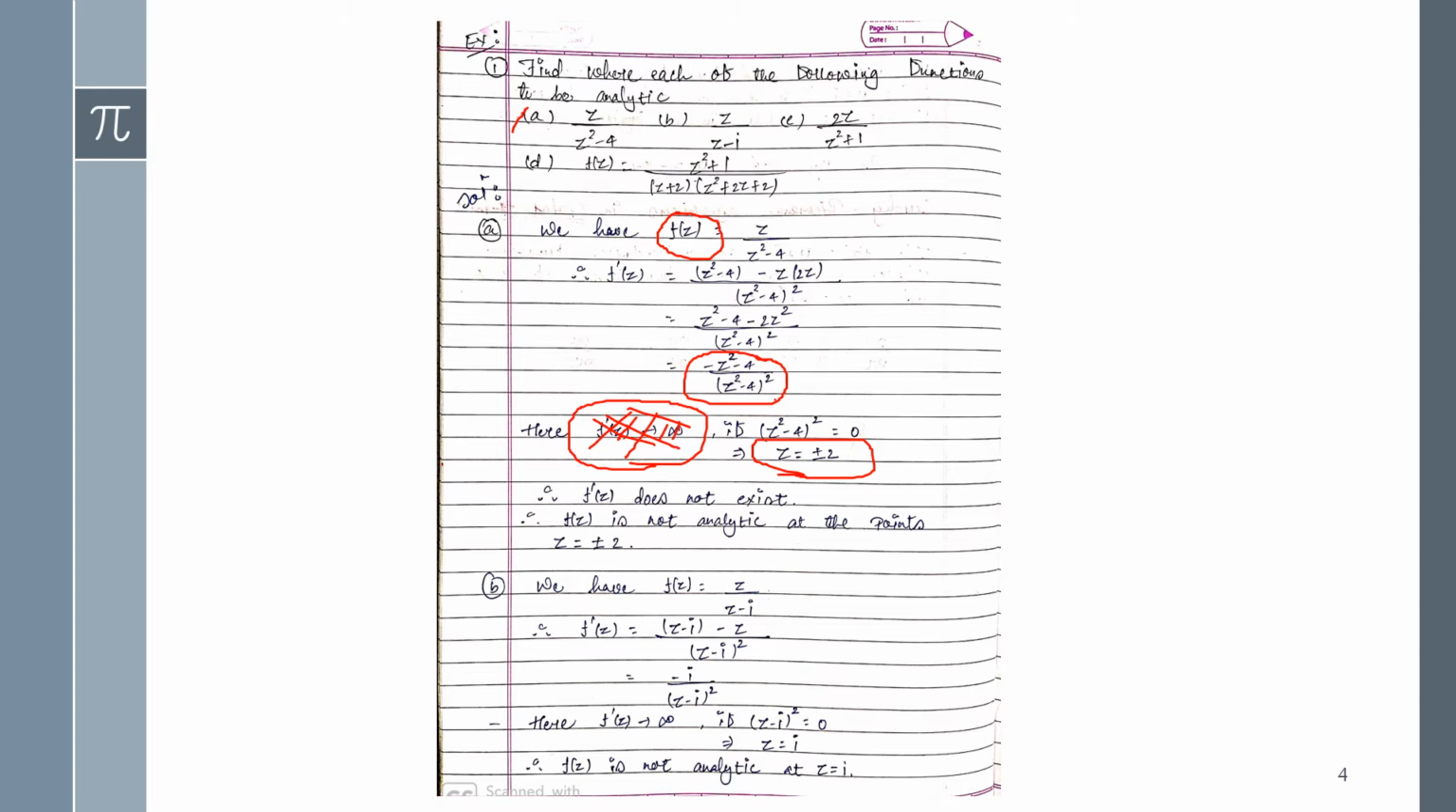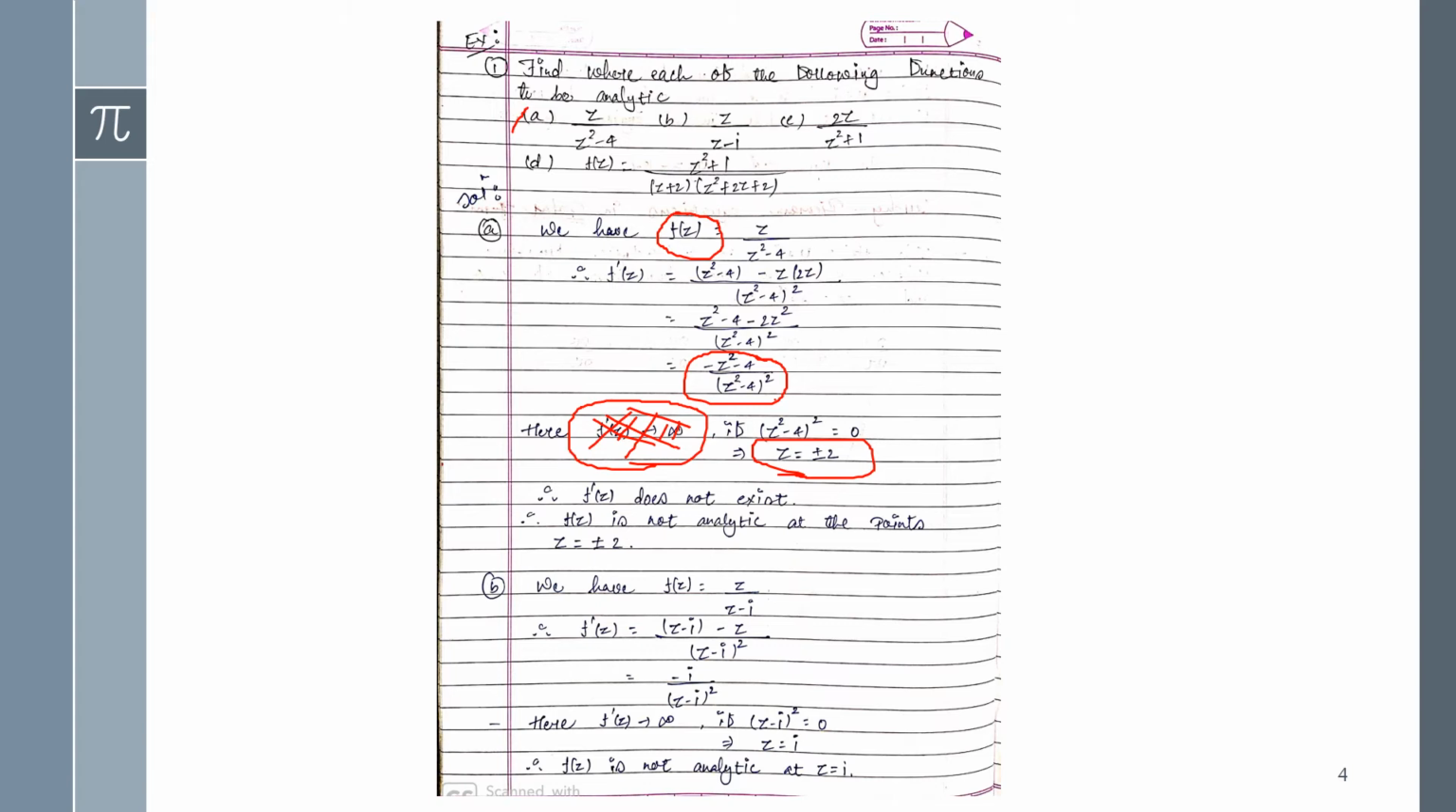Again repeating, guys: if we put the values of z that we get into the denominator, then definitely it will be 0, and any number upon 0 goes to infinity, which is not possible. So these two numbers are not analytic. It means the function is not analytic at the points 2 and -2, because if you put 2 and -2, then it goes to infinity. Except these 2 points, the rest of all the numbers will be analytic.